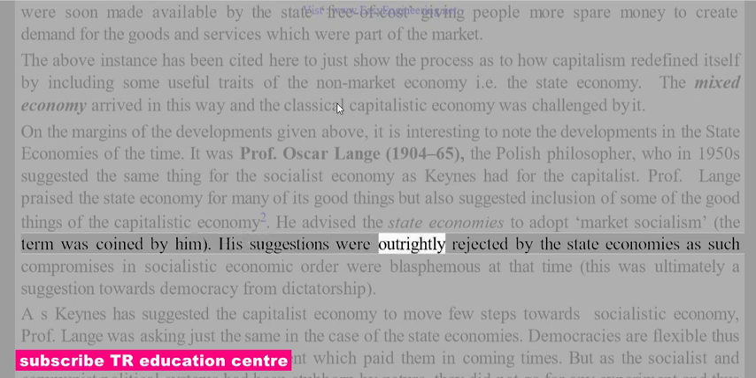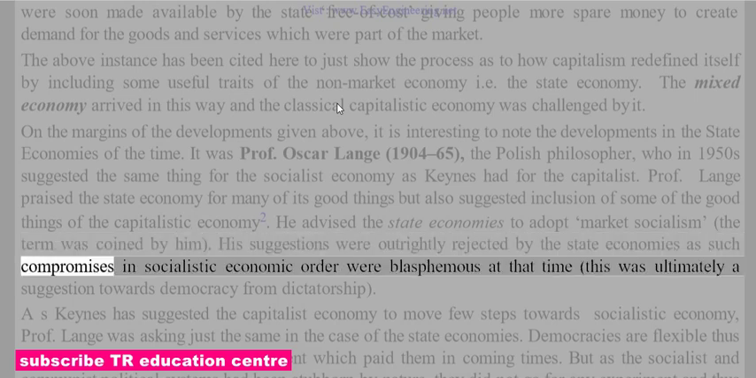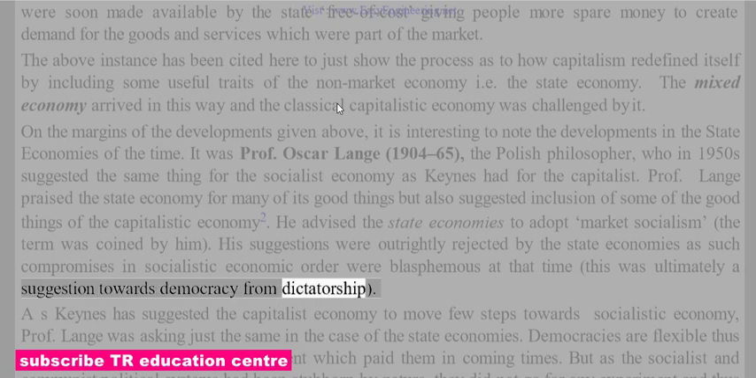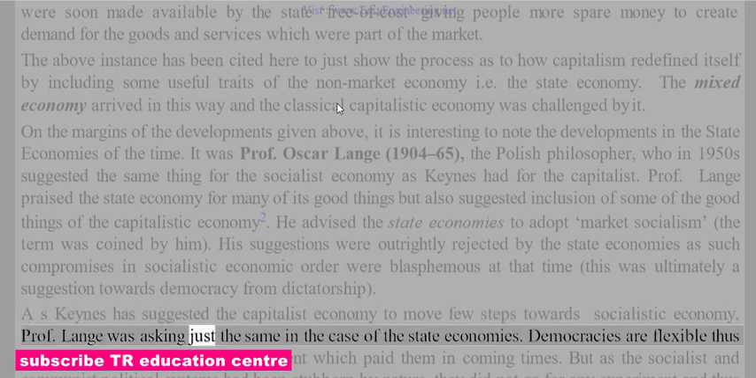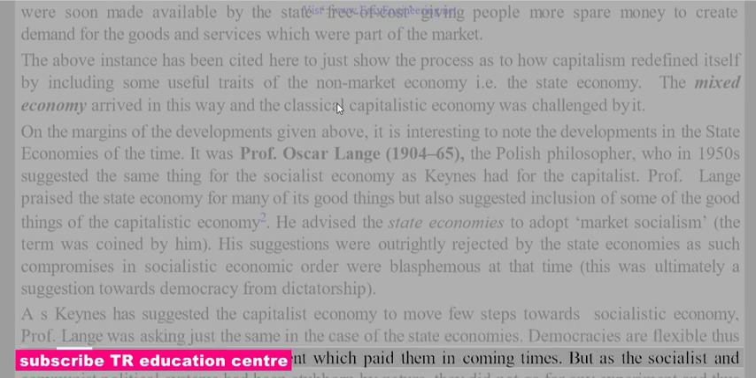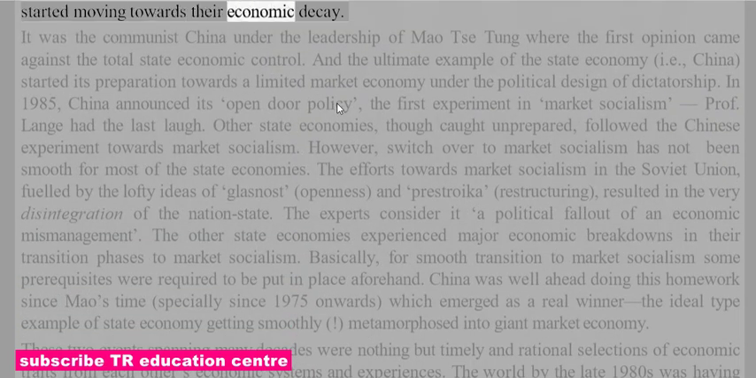His suggestions were outrightly rejected by the state economies, as such compromises in the socialistic economic order were blasphemous at that time. This was ultimately a suggestion towards democracy from dictatorship. Keynes had suggested the capitalist economy move a few steps towards the socialistic economy. Professor Lange was asking just the same in the case of the state economies. Democracies are flexible, thus they were able to go for an experiment which paid them in coming times. But as the socialist and communist political systems had been stubborn by nature, they did not go for any experiment and thus started moving towards their economic decay.